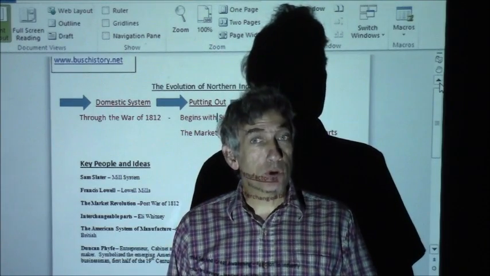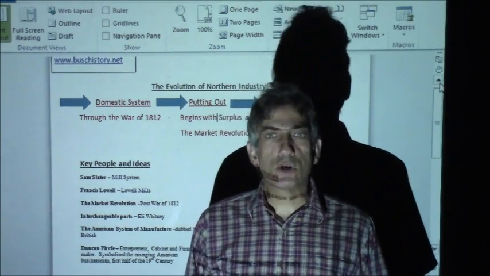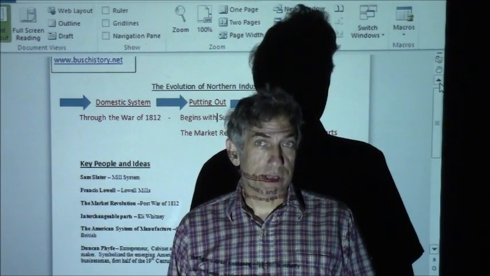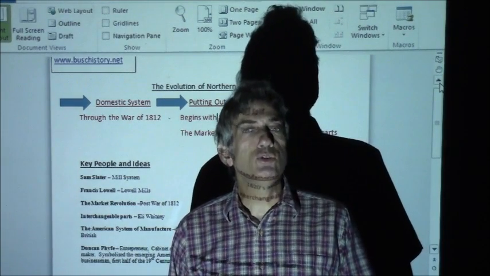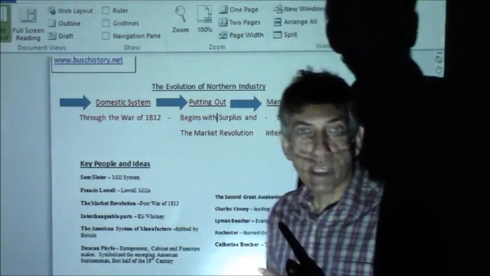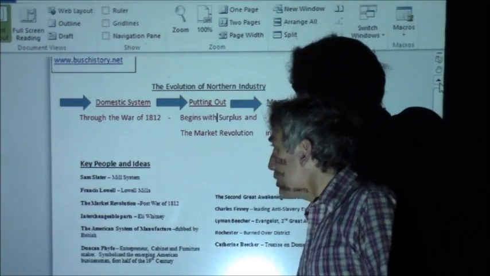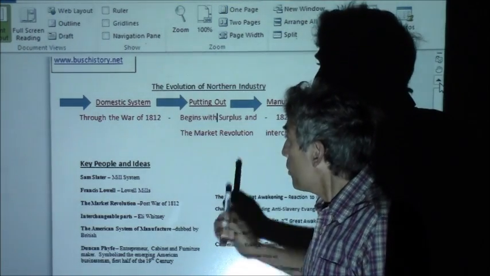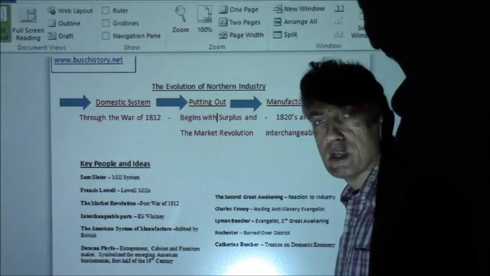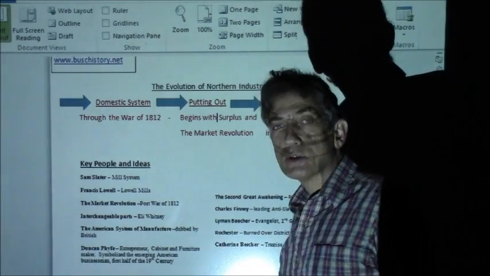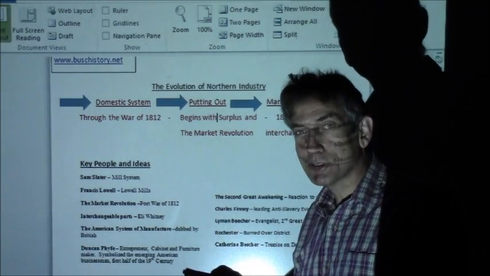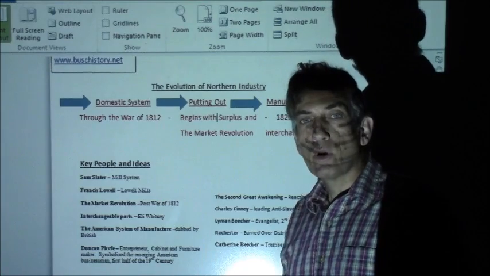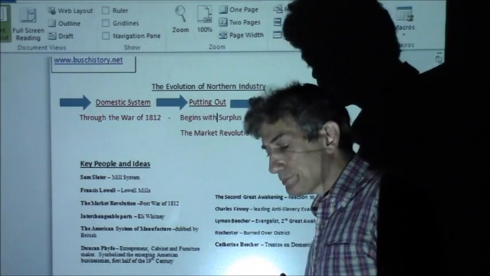After we start to develop surplus, and we start to go to what's called the market system, people become a little more enterprising. They say, you know what, I don't have to do the whole task. So take a look at this. We started out with this domestic system through the beginning of the War of 1812, and then partway through, we're going to evolve to something called the putting out system. Please avoid all jokes. The putting out system simply means that we're going to get a division of labor.